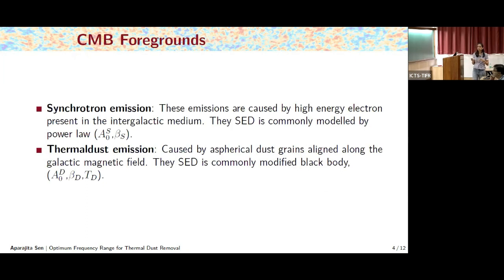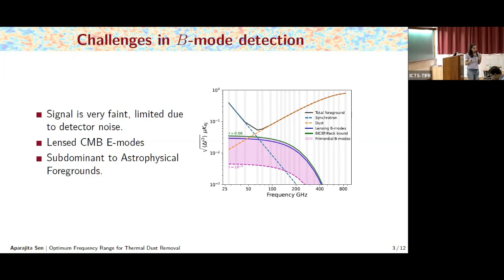One of the ways to improve the performance of component separation methods is by increasing the range of frequencies at which the signal is observed. Because the way component separation methods work is they look at the different spectral properties of different components, and then they use it to extract the CMB signal. So obviously, if we observe over a wide frequency range, it should improve the performance.